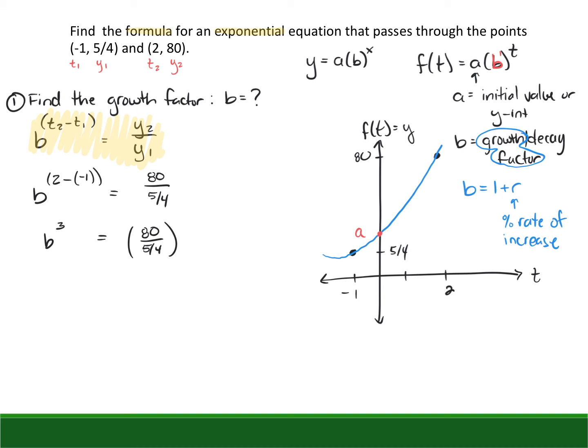So how do I undo b to the 3rd power to get b to the 1st power? And the answer is we're going to take the cube root. So that's how you would undo that so that you end up with just b. So if you had something like b to the 4th power, then you would take the 4th root to get it down to b, etc. Okay?